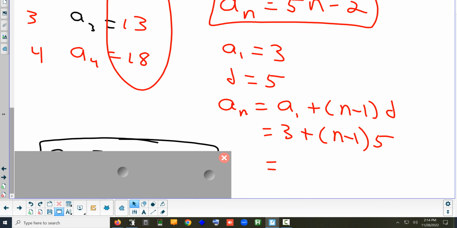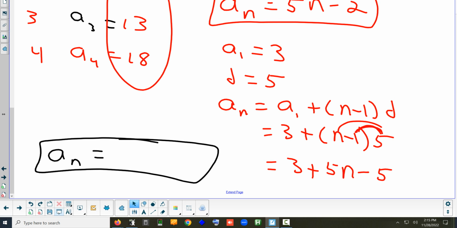Okay. What property do I have to use with the n minus 1 and the 5? Distributive. Okay. If I distribute that out, Sam, what do I get? You get 5n and minus 5, 5 times negative 1. Yeah, sorry, I was trying to skip ahead. And what do you get when you combine like terms there? 3 and minus 5 gives 5n minus 2, which is exactly what we got before.